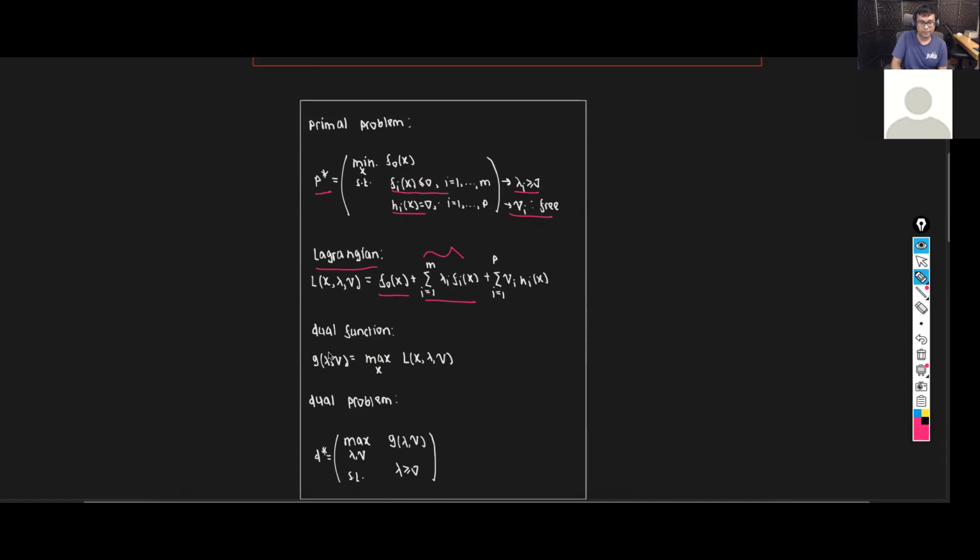The dual function again is like maximum over minimum. It should be minimum, sorry. So minimum over x of L(x, lambda, nu). And the dual problem will be: I will be maximizing g(lambda, nu) subject to lambda greater than or equal to 0, and nu does not have any sign restriction on it. Okay, so this is how we would take the dual for a problem with equality constraints. So this is the recipe.